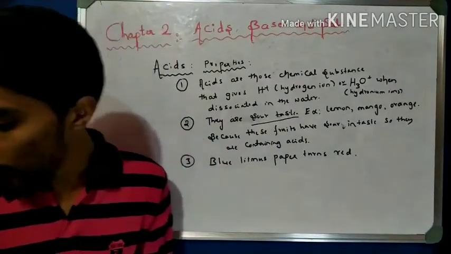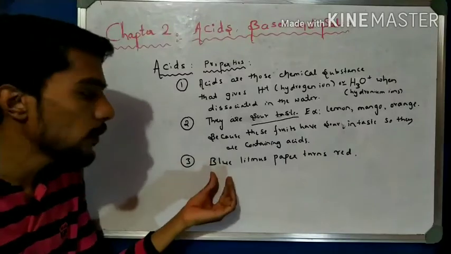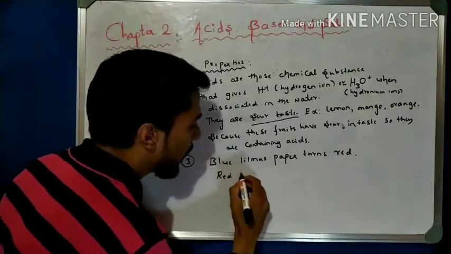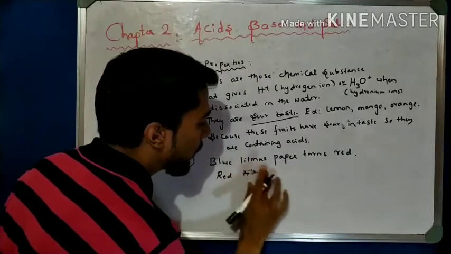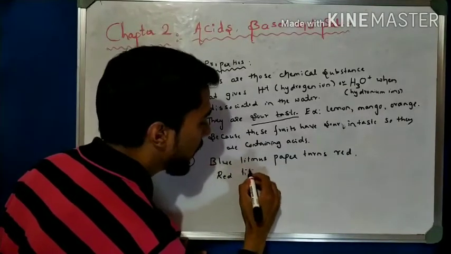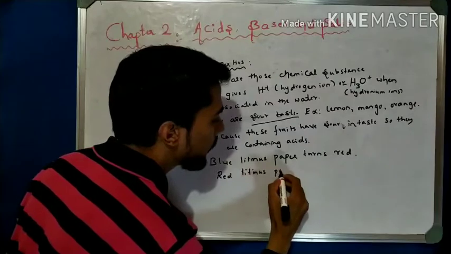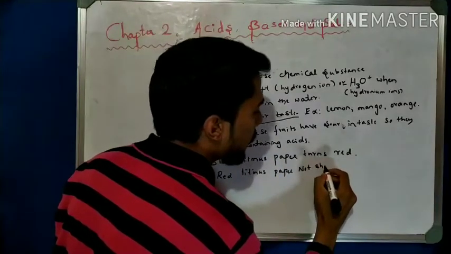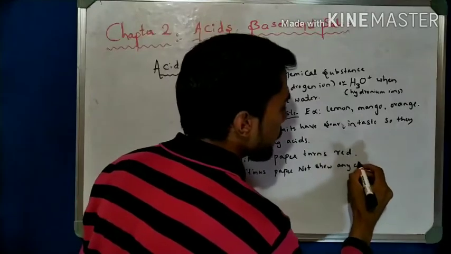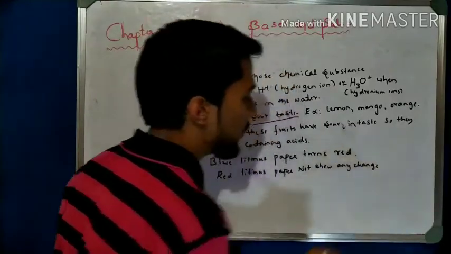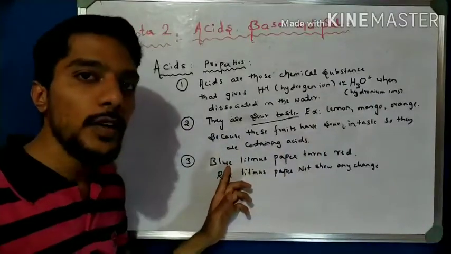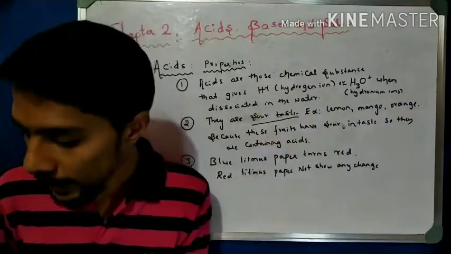So I write here one point about this: the blue litmus paper turns red, and the red litmus paper does not show any change. It does not show any change because red is itself red, but when blue is dipped, we know that the blue is converted to red.